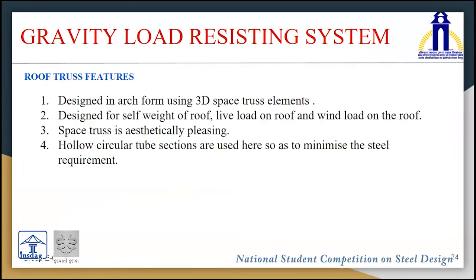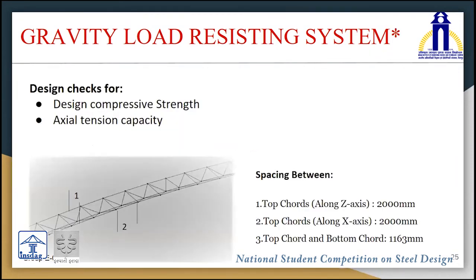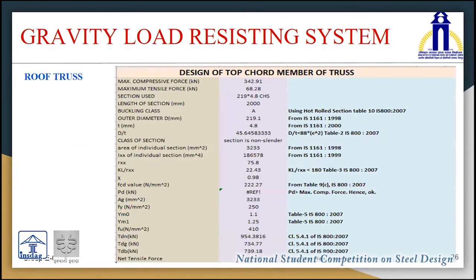The arrangement of the roof truss or space truss is clearly depicted in this figure. One of the main reasons for choosing the space truss arrangement is that it looks good and is eye pleasing but is also not heavy due to the hollow tubular section. Space truss is designed against both compressive strength and axial tension. Here is the design calculation of the top chord and the bottom chord as per IS 800-2007 against compressive and tensile force.